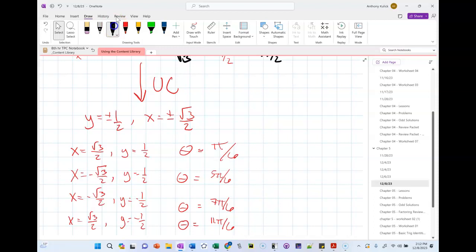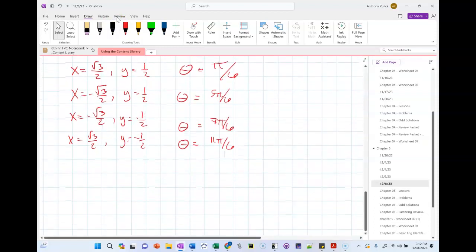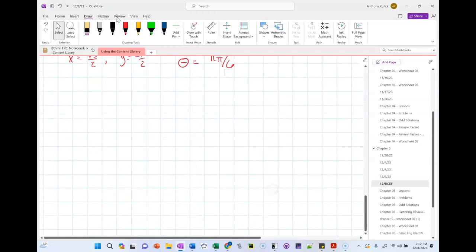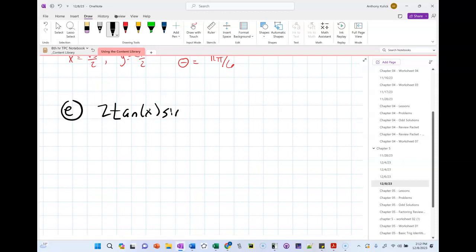All right. What letter are we on here now? E, huh? What if we have a problem that looks like this, where I have more than one different kind of trig function? Ooh, scary. What do you suppose we should do first?